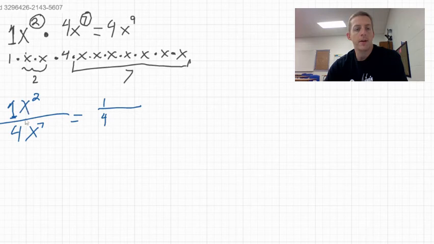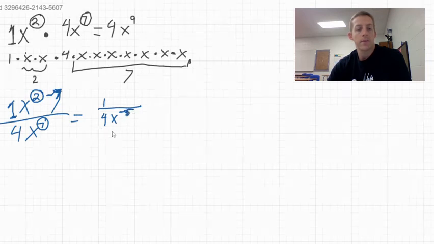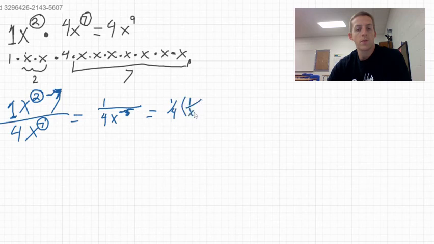Now, whenever we have the same base and they're being divided, you're going to subtract the numerator minus the denominator. So 2 minus 7. Sorry, I'm pressing a button on the pen here. So that's going to be x to the negative 5th down here, which can also be written as 1/4 times 1 over x raised to the negative 5th power.